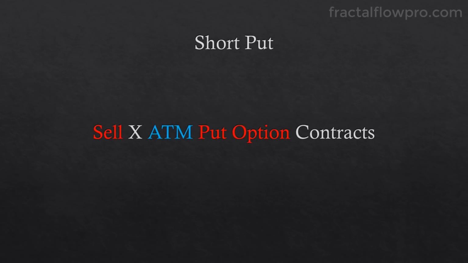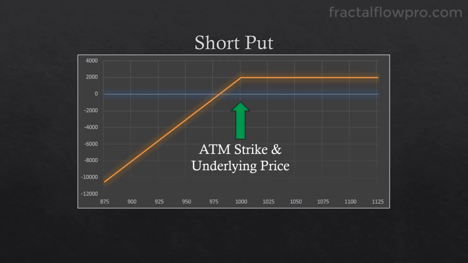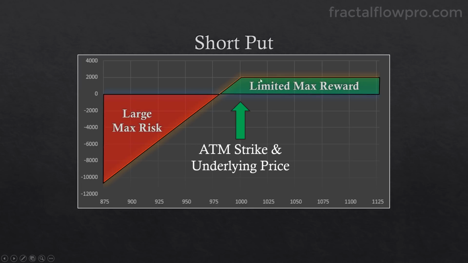Next, we have the short put strategy, which is a mirror image of the short call strategy in terms of payoff. The strategy consists in selling an X amount of at-the-money put option contracts. In the payoff chart, we can see that the inflection point is determined by the strike price of the put option being sold. If price rises above the strike price, profit is limited by the option premium.